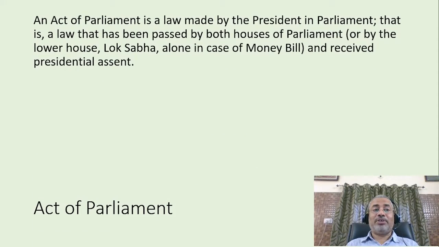Act of Parliament. An Act of Parliament is a law made by the President in Parliament, that is, a law that has been passed by both houses of Parliament, or by the lower house, Lok Sabha, alone in case of a money bill, and received the presidential assent.